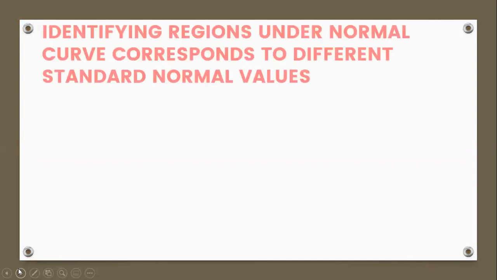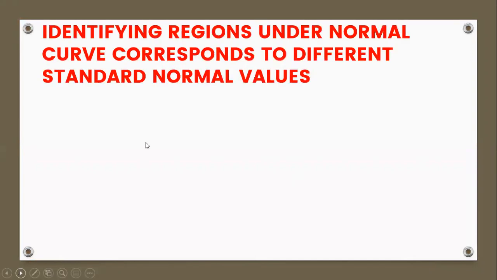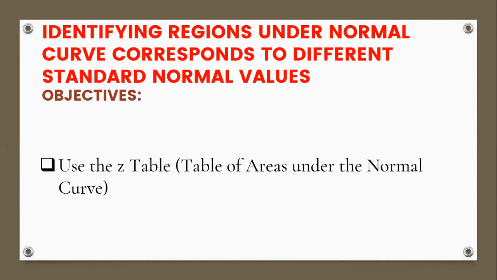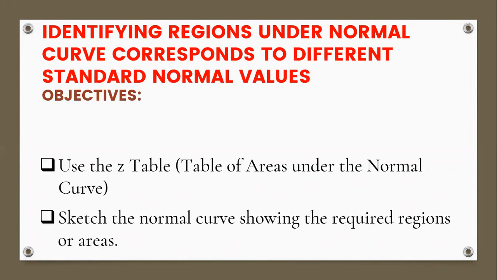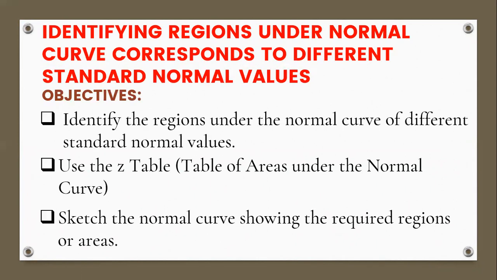And so for week number 4, we will be discussing modules 11 to 13, in which module 11 is entitled Identifying the Regions Under the Normal Curve Corresponds to Different Standard Normal Values. And these are the objectives. We need to use the z-table or the table of areas under the normal curve, sketch the normal curve showing the required regions or areas, and identify the regions under the normal curve of different standard normal values.